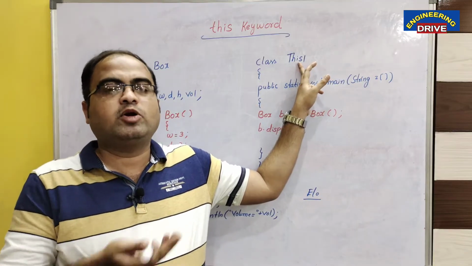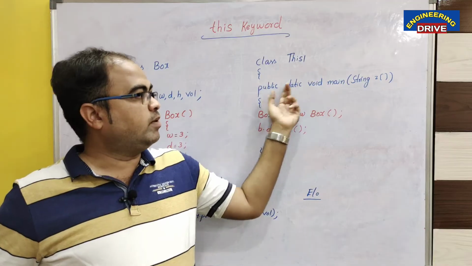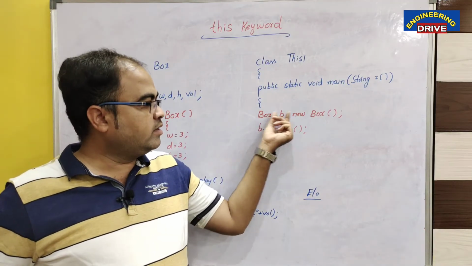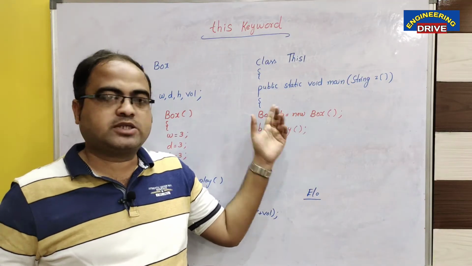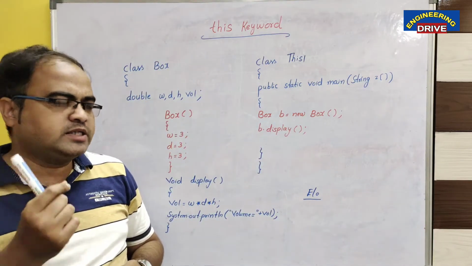Now the next class, where I need to keep my main method. For this class name I have taken this one because this is the program name based on this keyword. So that's why this one, public static void main. Now the object will be created by using the Box class. Up to here it is okay, fine. Now dear students, a small change I am doing here.